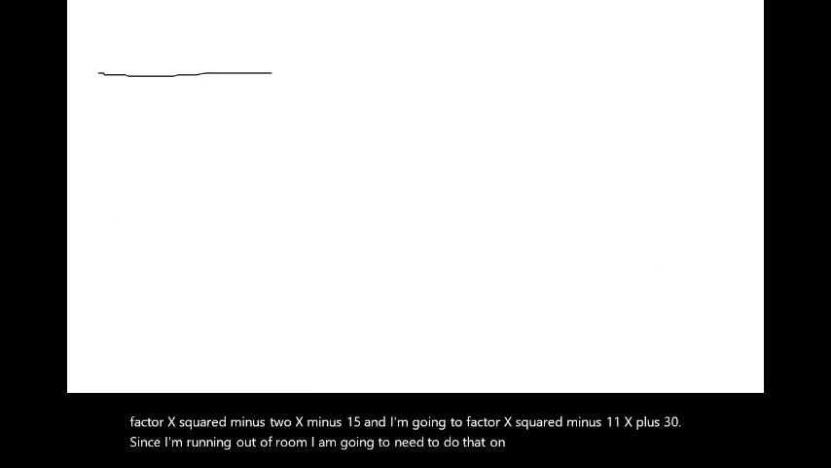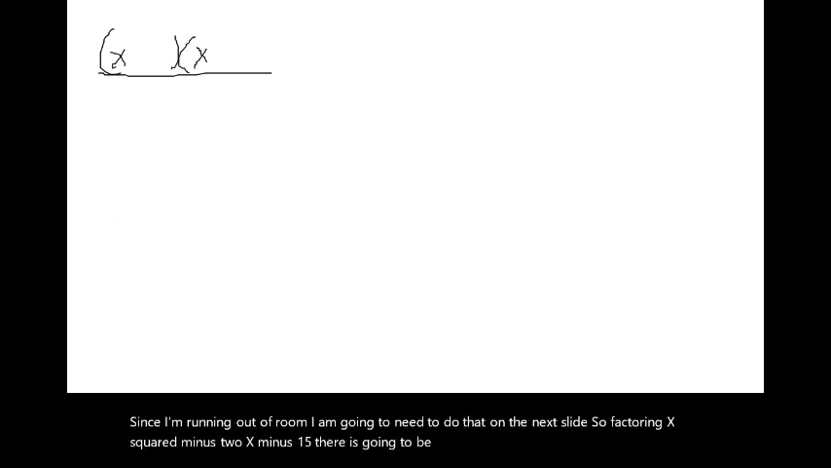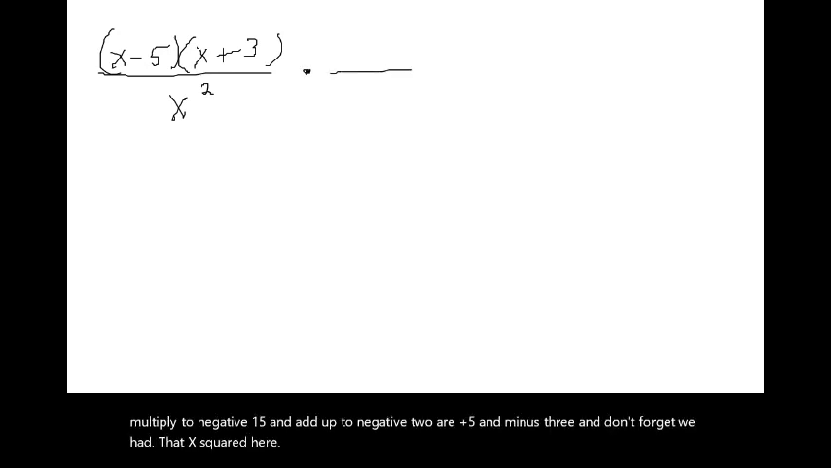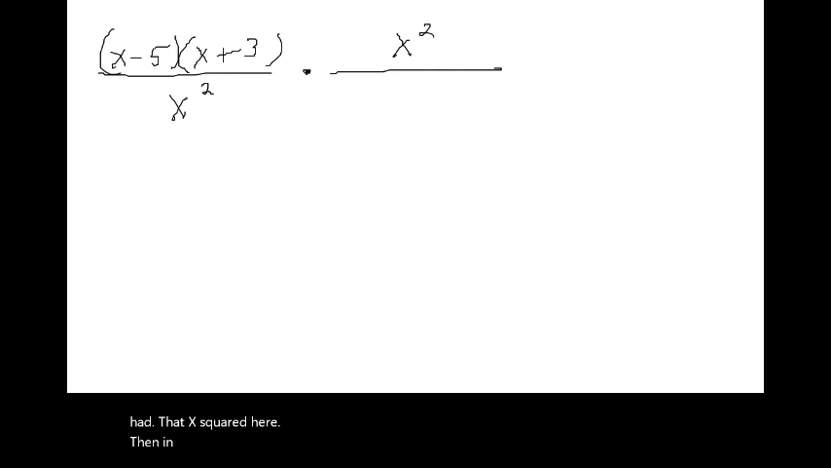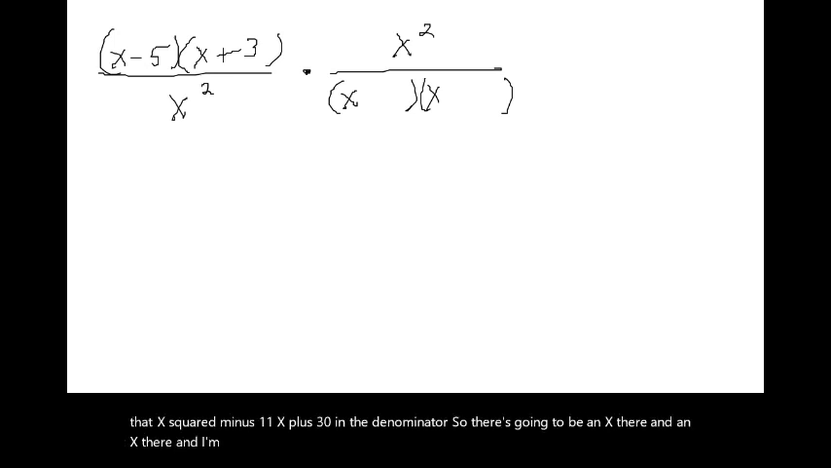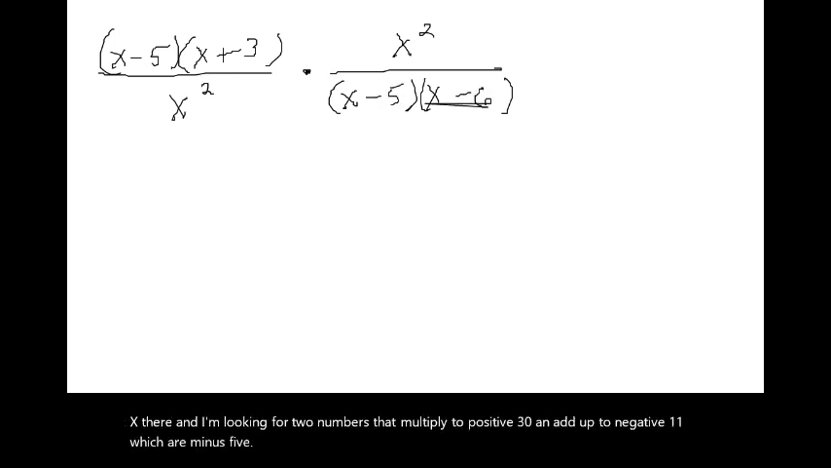So factoring x squared minus 2x minus 15, there's going to be an x here and an x here. Two numbers that multiply to negative 15 and add up to negative 2 are plus 5 and minus 3. And don't forget we had that x squared here. Then, in the numerator of the second fraction, I have this x squared. And then I'm going to factor that x squared minus 11x plus 30 in the denominator. So there's going to be an x there and an x there. And I'm looking for two numbers that multiply to positive 30 and add up to negative 11, which are minus 5 and minus 6.